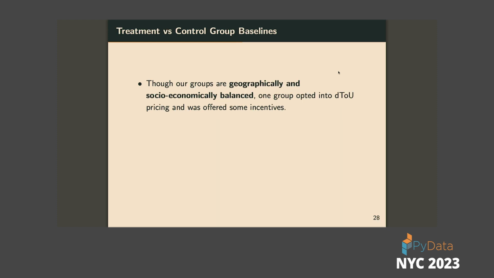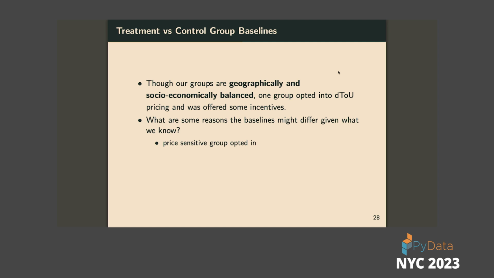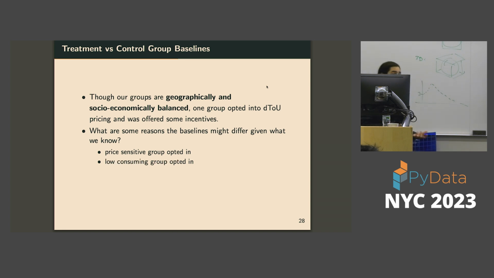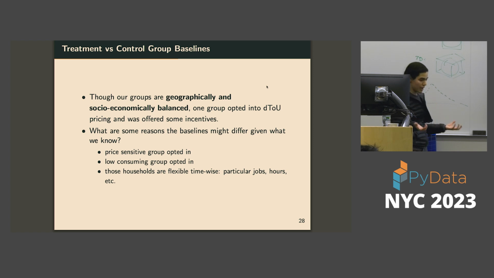So let's think about some reasons that the opt-in aspect could create some biases. Even though our groups are geographically and socioeconomically balanced, let's think about some hypothetical reasons. It's possible that the group that opted into being part of the treatment group is more price sensitive than the other group, and so they're able to take advantage of this pricing model a bit more. It's possible they're just low consuming groups. Another possibility is that those households have something about them, like maybe their work hours or the work that they do, that lets them shift their demand around more easily than other households.